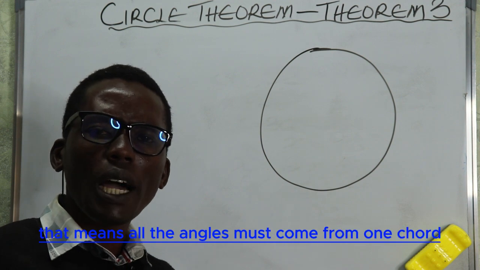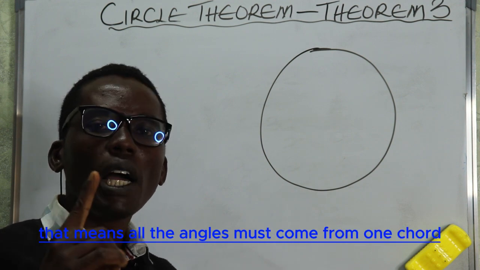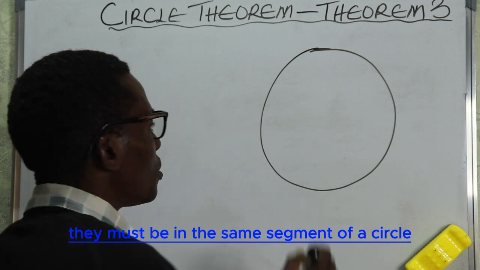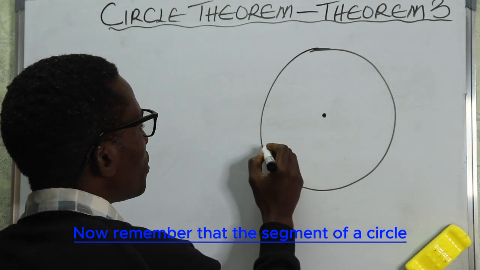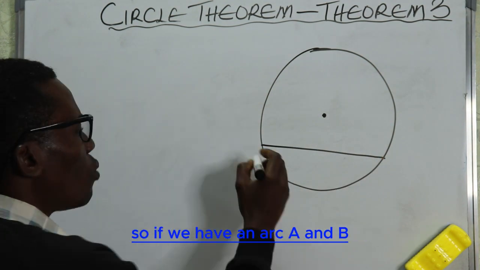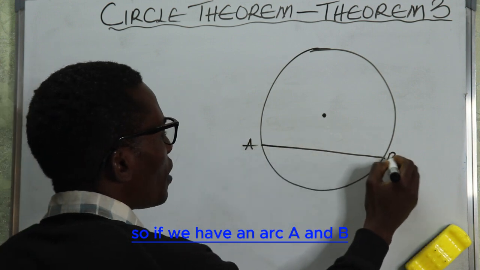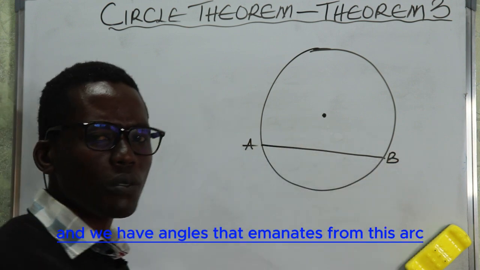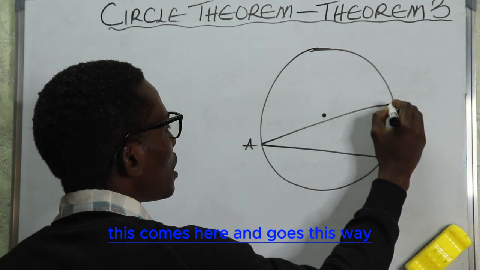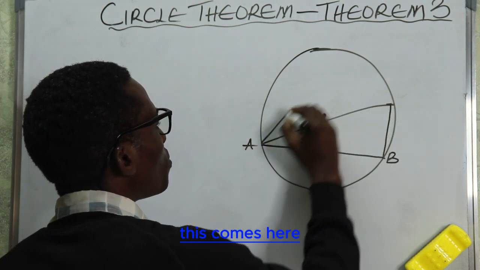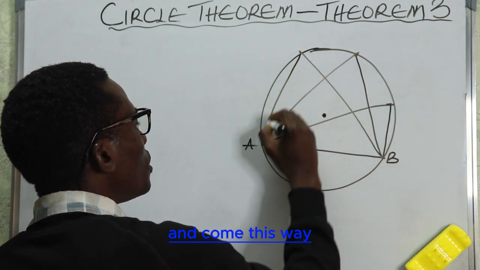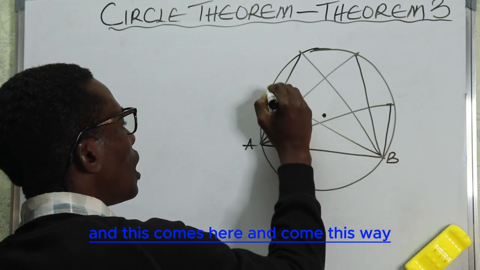So that means all the angles must come from one chord and they must be in the same segment of a circle. Now remember that for the segments of a circle, we can have the minor segment and the major segment. So if we have an arc AB and we have angles that emanate from this arc, no matter how the angles are, this comes here and goes this way, this comes here and goes this way, and this comes here and comes this way.